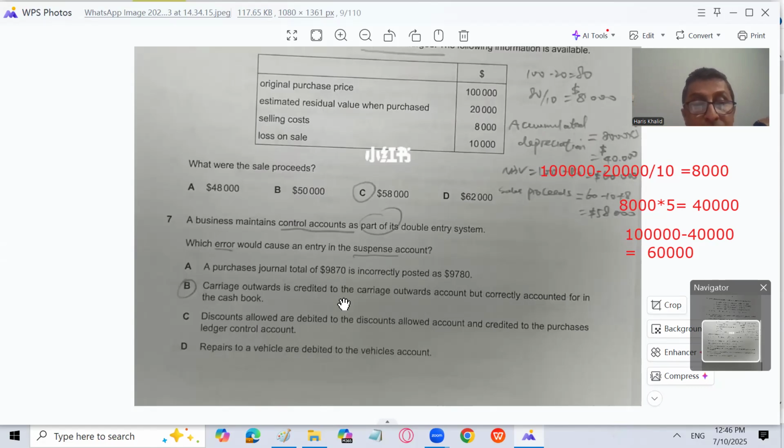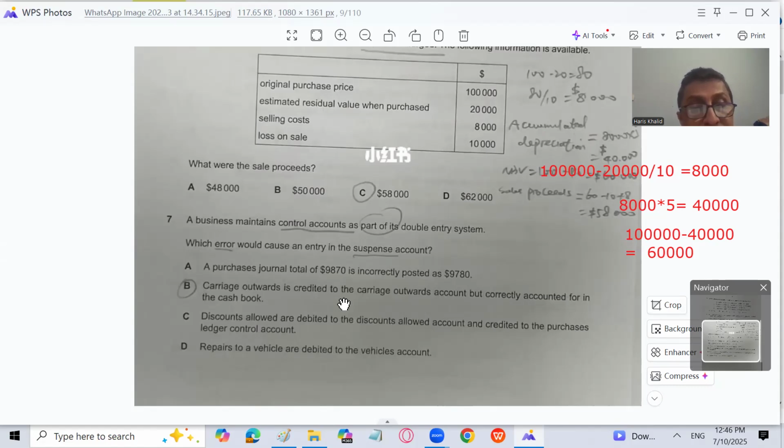But the answer is B, but I am still in doubt with A also. Why? Because A is not properly explained in the question. If I say, a purchase general total of 9870 is incorrectly posted as 9780, basically they were talking about a posting error. So posting error means that it is wrongly posted in the purchases account only. So if the purchases account is recorded less than the actual amount, purchases will be debited, suspense is going to be credited.